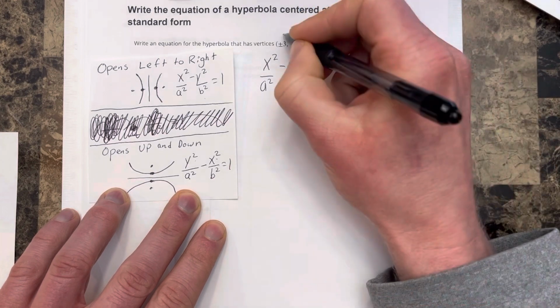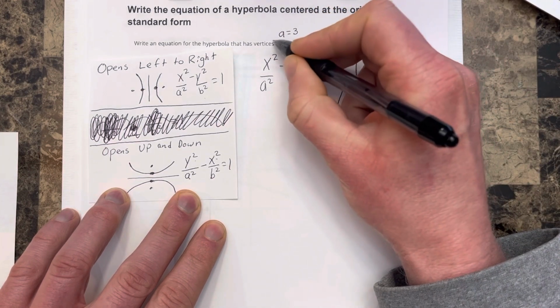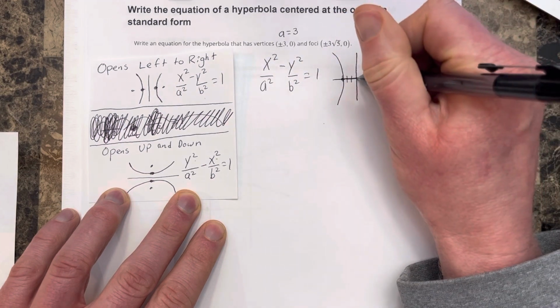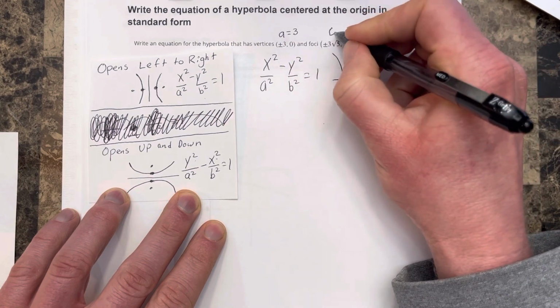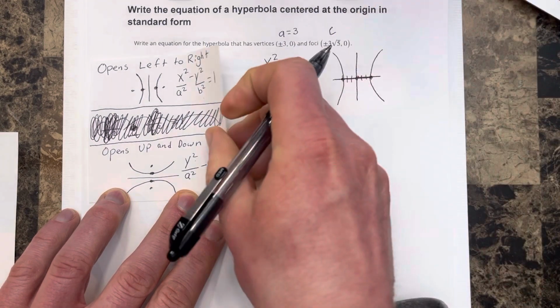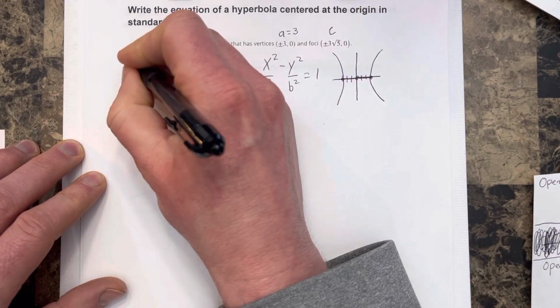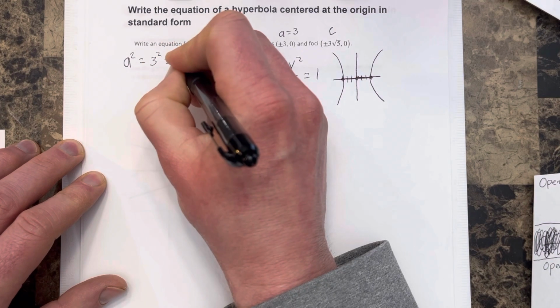So we already know a right here is 3, because the distance between the vertices and the center is always a. And then this is c, because this is the foci. So we can go ahead and find a squared. So a squared is equal to 3 squared, which is 9.